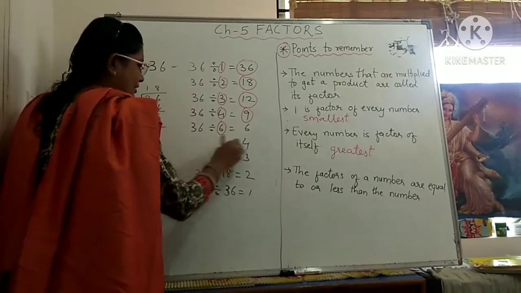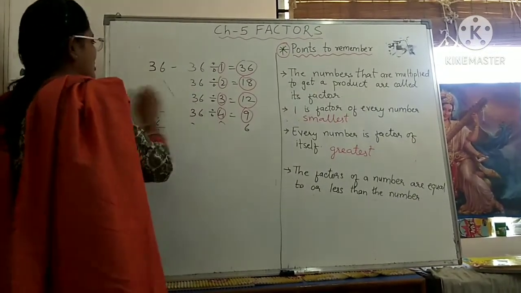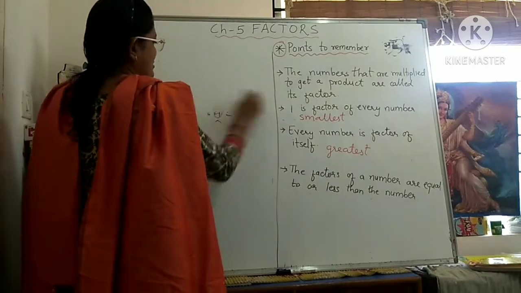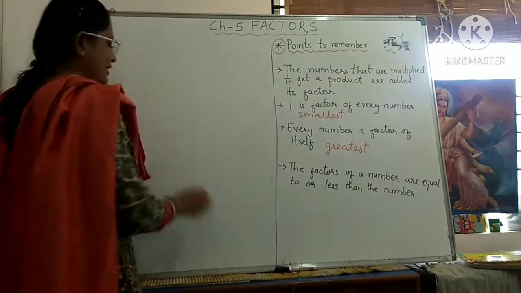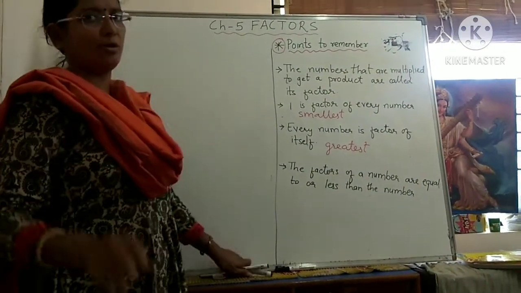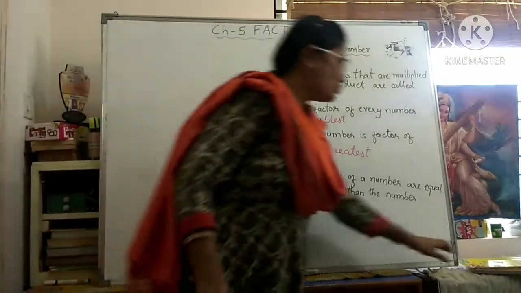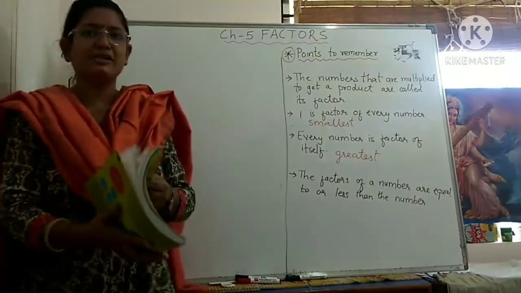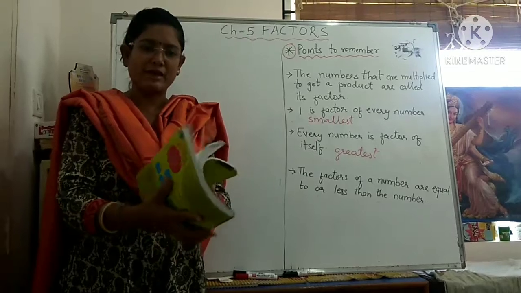Okay. Fine. So this was the division method for finding the factors of any number. You can find like this way factors of any number. Okay. I think you have understood the two methods, multiplication and division method of finding the factors.